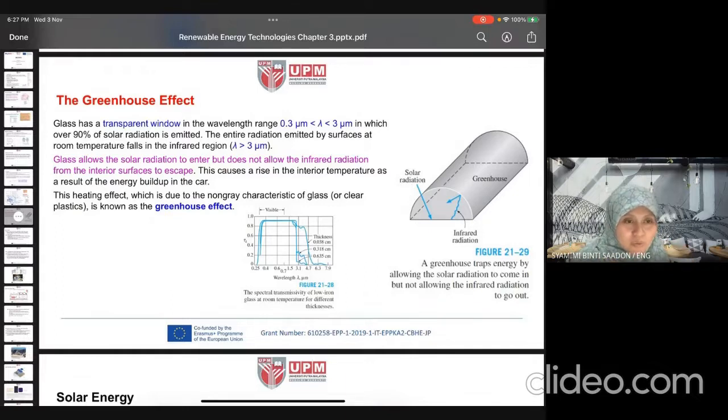Of course, we want to reduce this greenhouse effect as much as possible. So a lot of energy technology is being designed, and research is being done, particularly in order to reduce this greenhouse effect.